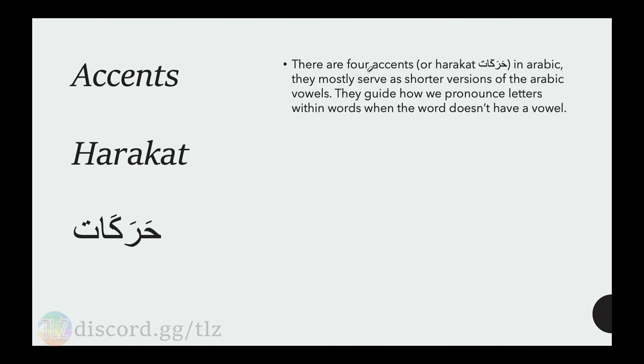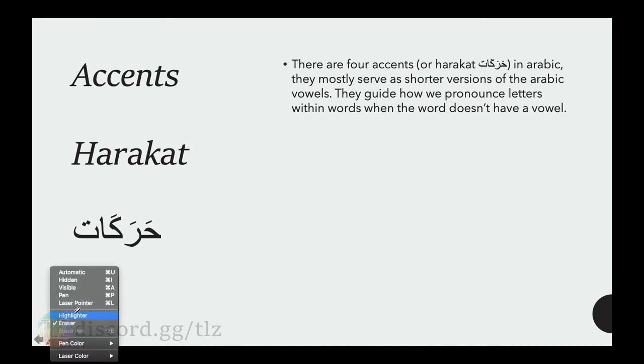So, there are 4 accents or harakat in Arabic. They mostly serve as shorter versions of the Arabic vowels. They are commonly called short vowels because we already have our vowels that are actual letters in the Arabic alphabet, but then there are these vowels that you can put on top of letters to guide how it is pronounced, even when the word doesn't have a vowel. And I mean a long vowel, like a letter.